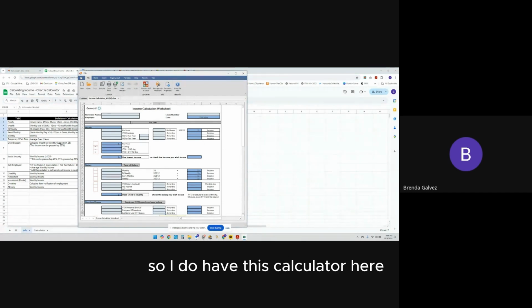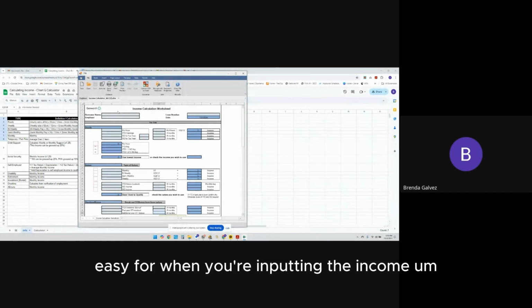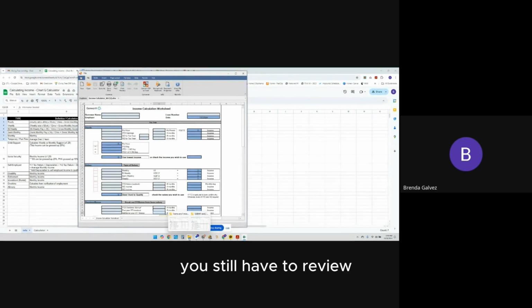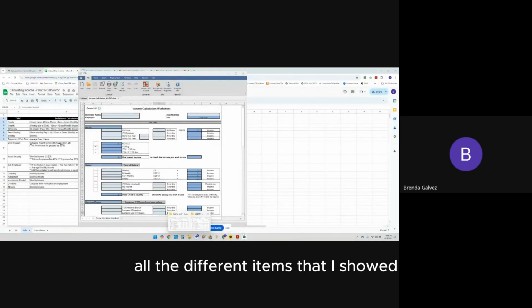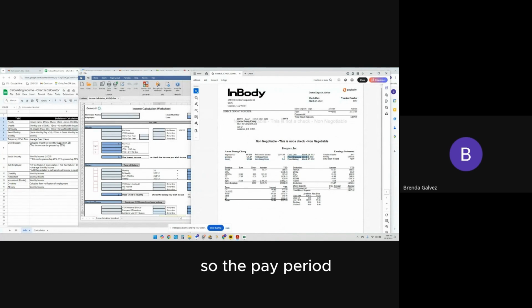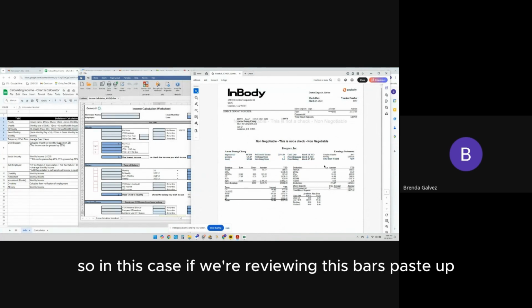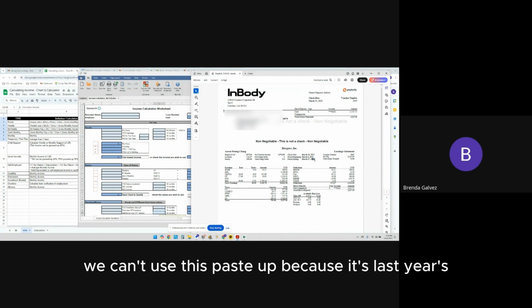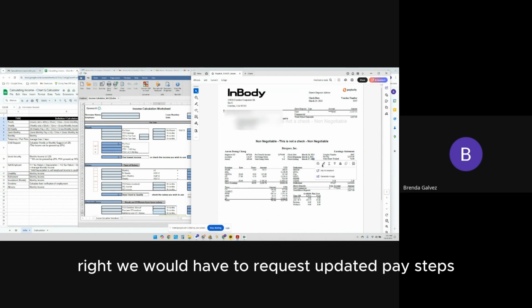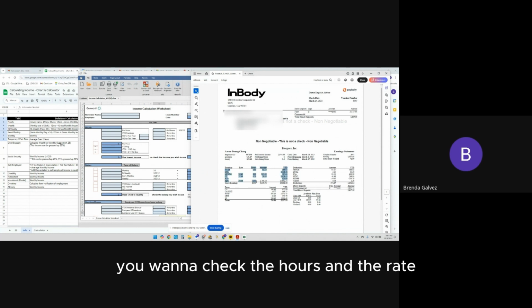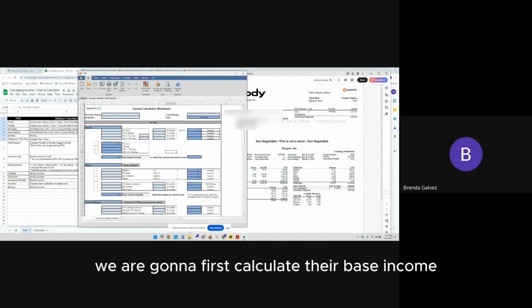So I do have this calculator here that is going to make it easy when you're inputting the income. You still have to review all the different items that I showed. For the pay period, make sure it is a current pay stub. In this case, if we're reviewing this pay stub, we can't use it because it's last year's, right? We would have to request updated pay stubs. You want to check the hours and the rate. When we are calculating their income, we are going to first calculate their base income.